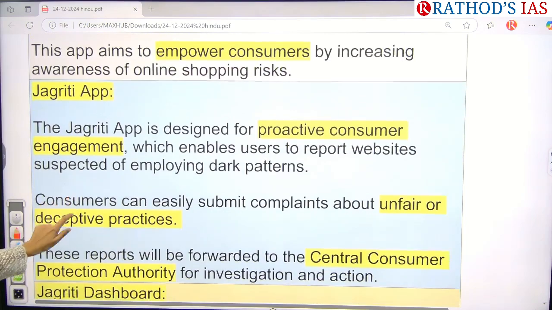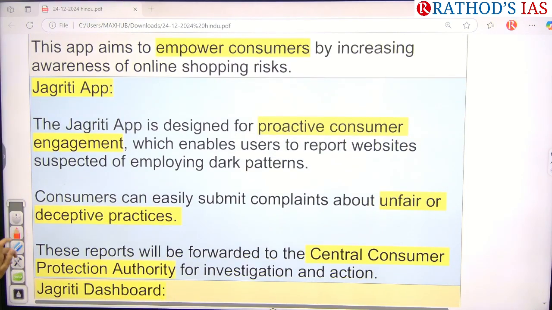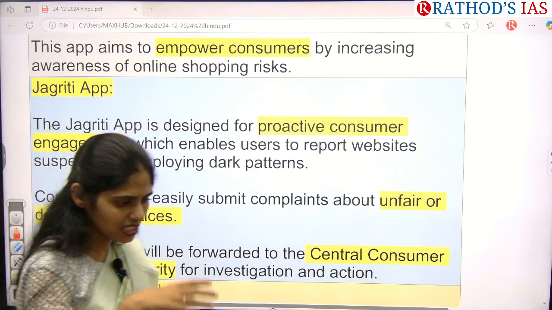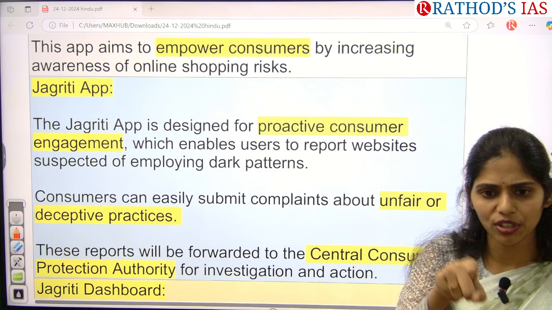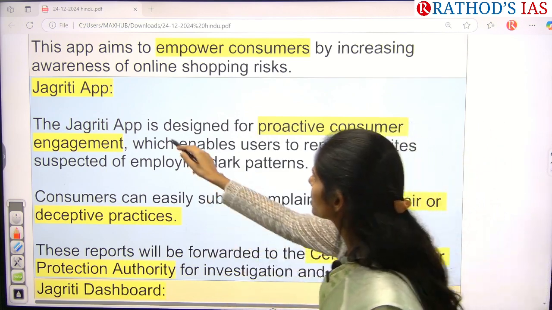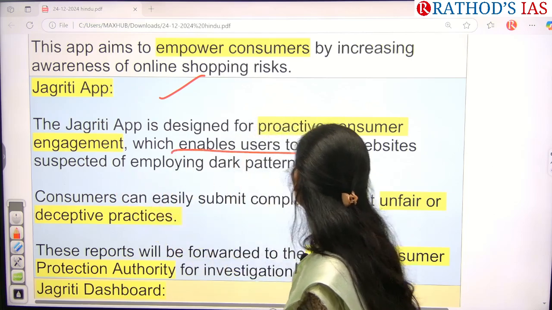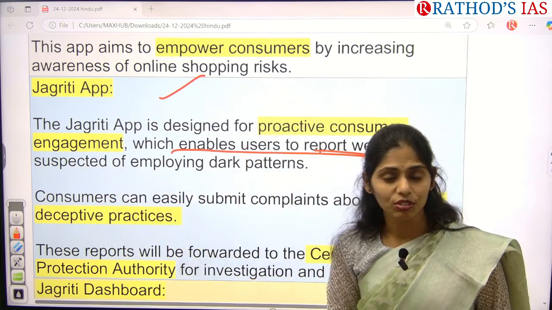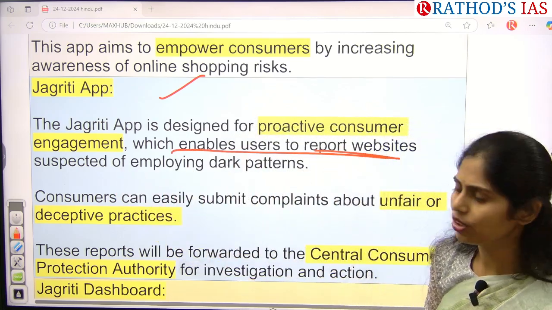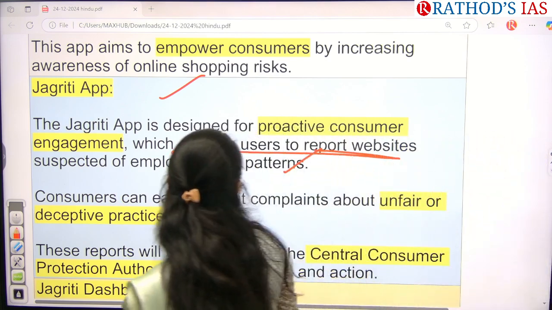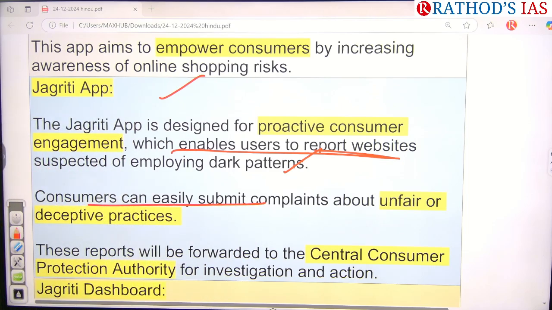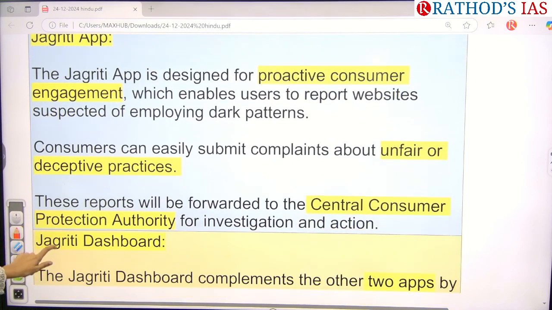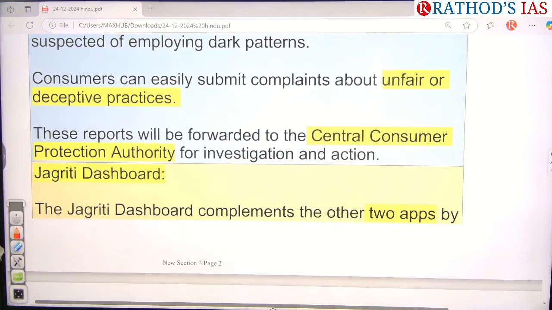And next one here is the Jagriti app. So Jagriti app is nothing but, if you find something wrong in any website, you need to have a platform where you have to report, right? So this Jagriti app is for reporting websites which you suspect something is going wrong with. And consumers can easily submit their complaints about unfair or deceptive practices. So this is about the second app.